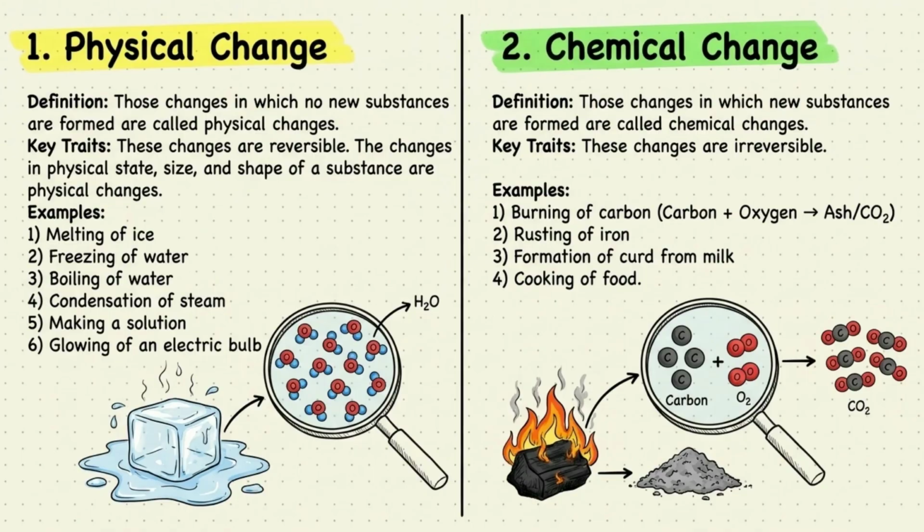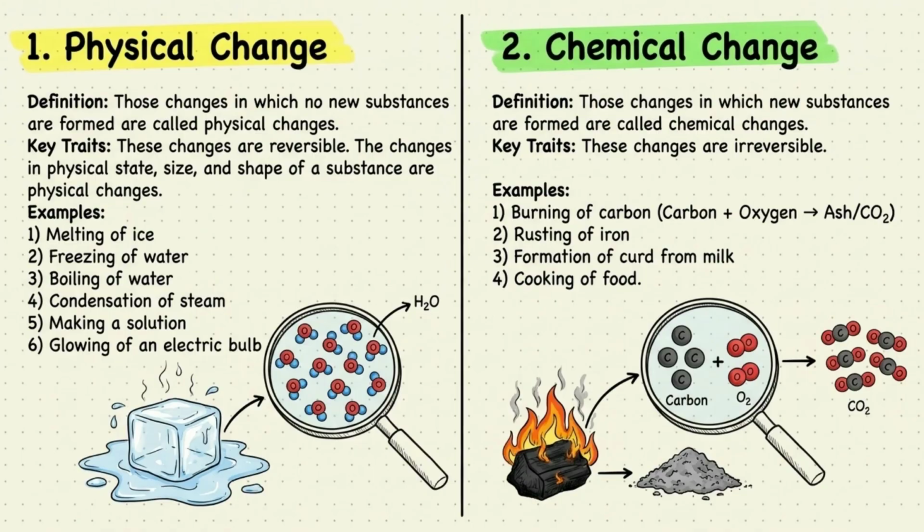So let's look at 4 classic examples of chemical changes. Yeah. Number 1, the burning of carbon. When carbon reacts with oxygen in the air, it produces ash and carbon dioxide gas. Right. The equation is literally carbon plus oxygen yields ash and CO2. You can't turn that smoke and ash back into a solid lump of coal.